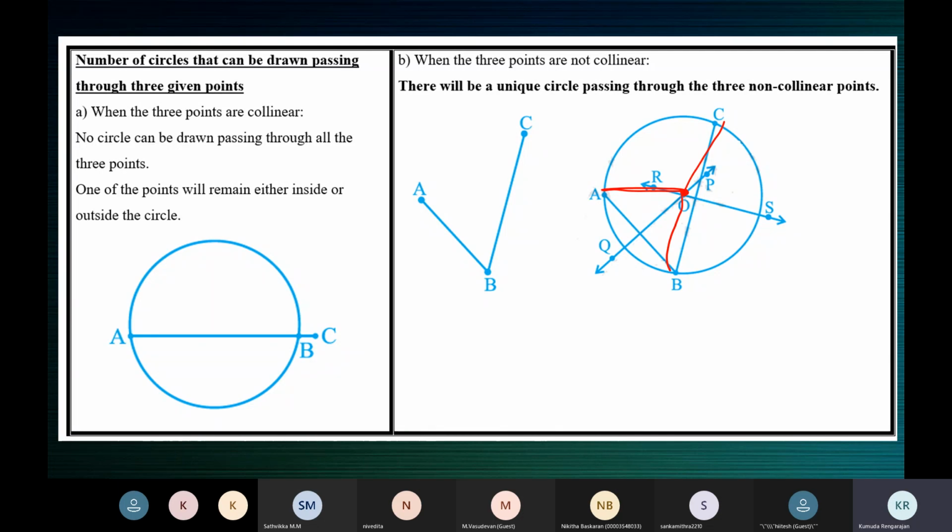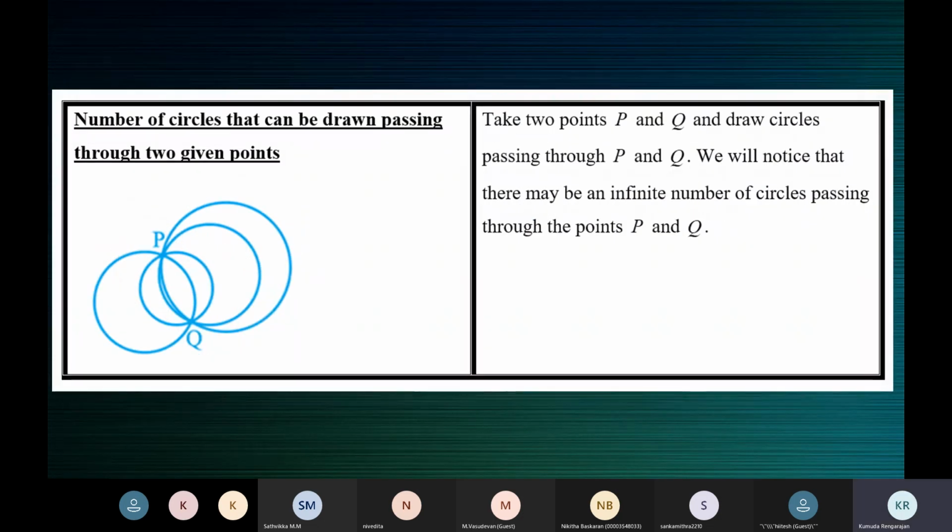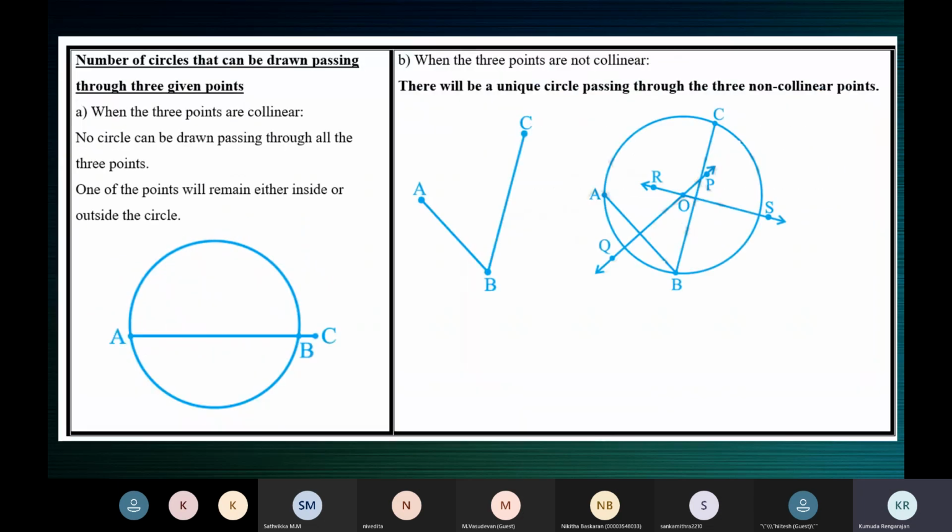Given 1 point, the number of circles that can be drawn passing through a given point: infinitely many. Number of circles that can be drawn passing through 2 given points: infinitely many. Number of circles that can be drawn passing through 3 given points, we have 2 cases: when the 3 points are collinear, and when the 3 points are not collinear.